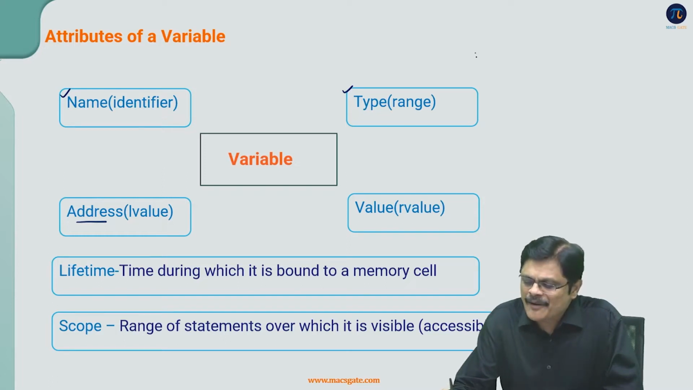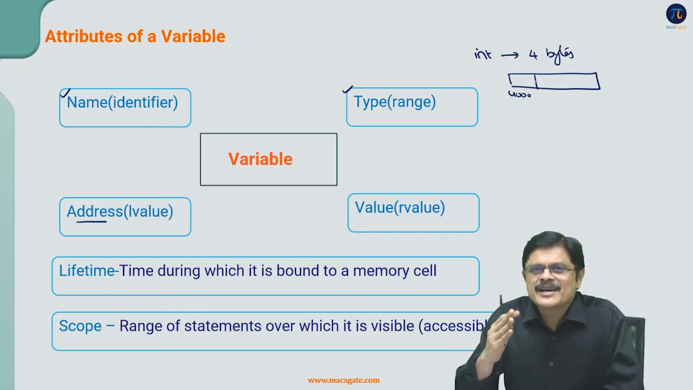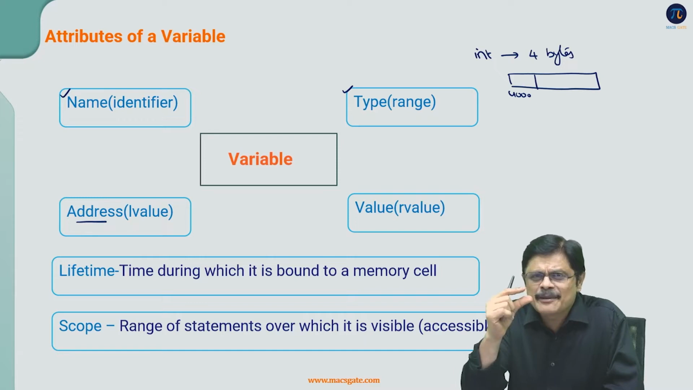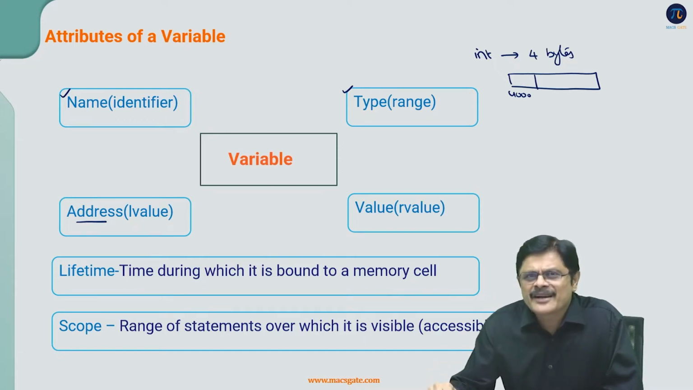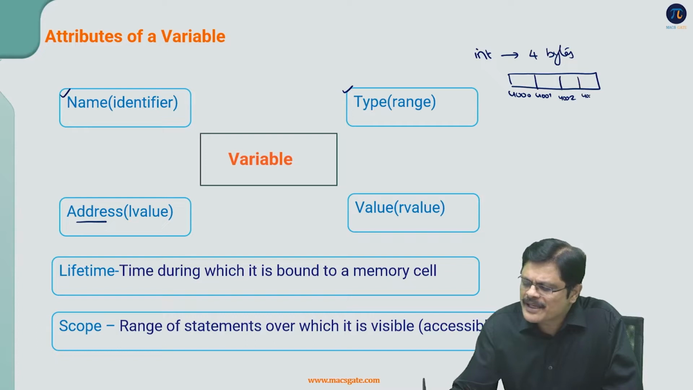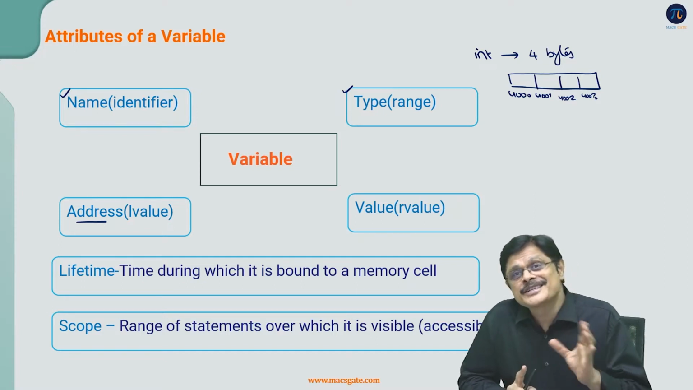For example, I have an integer variable, which is, say, occupying 4 bytes of memory. Suppose it is starting from 4000. Each memory byte will have some address, my dear friends. So the first byte address is, say, 4000, the second byte address is 4001, the third byte address is 4002, and the next byte address is 4003. Then what will be the address of this variable, sir? The address of the first memory location is the address of the variable.